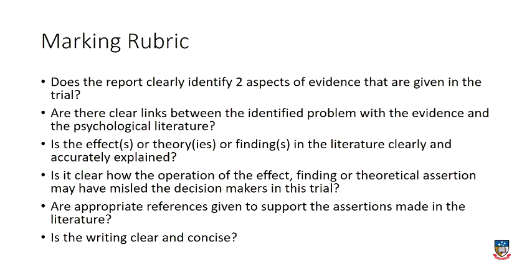I think it would be really, really fun to mark, which is not something I ever say, but I'm saying it now. The second criterion is, are there clear links between the identified problem with the evidence and the psychological literature? So have you actually found the literature that says that this is a problem, and is it clear that it actually maps onto that evidence? This can be as simple as, you've said it was a cross-race identification when actually there's no cross-race identification there. So I really want you to be able to say that there definitely is a problem with this evidence because a study by Casson and others, or a study by someone else, found that such and such.